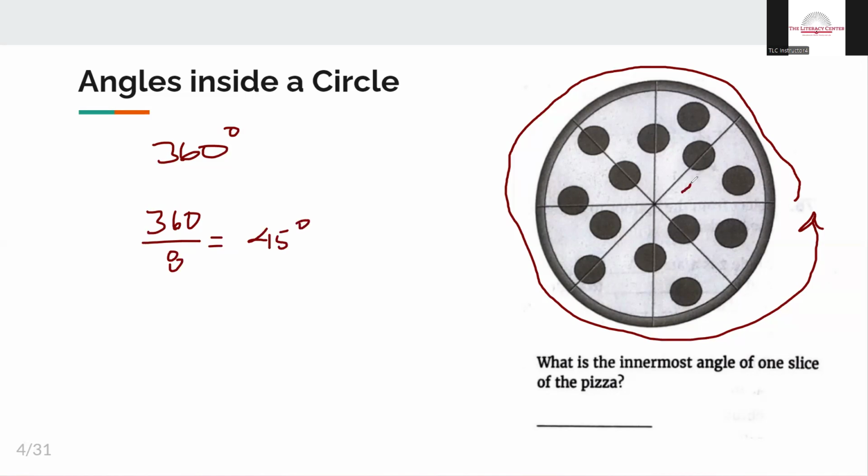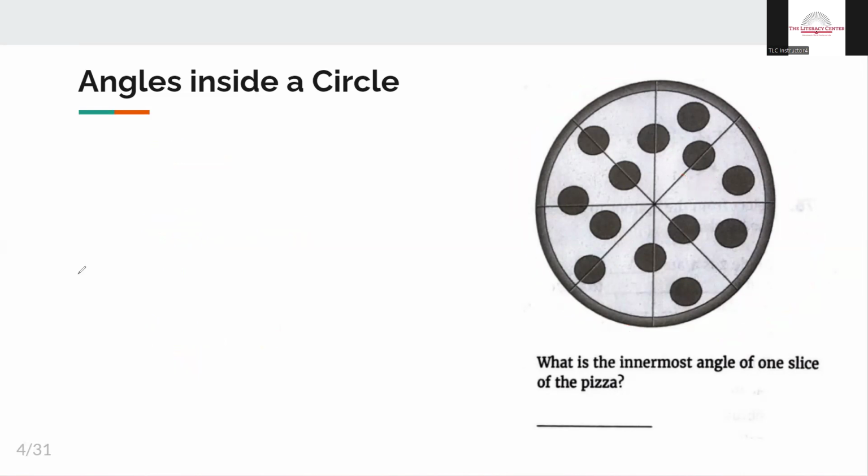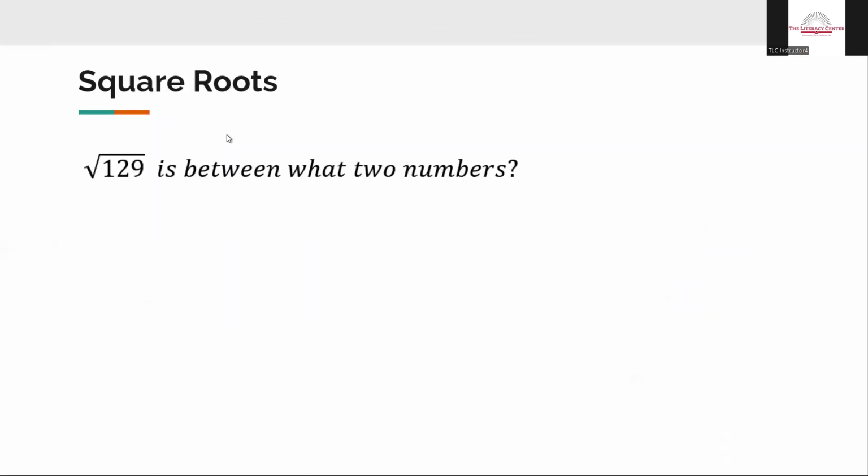So one slice, which is what this question is asking about, the innermost angle of one slice of pizza is 45 degrees. In this case, because there are 8 pieces. If there were 6 pieces, it would be a different number. There would be 360 divided by 6 equals 60 degrees. So solving that problem depends on remembering that there are 360 degrees in a circle.